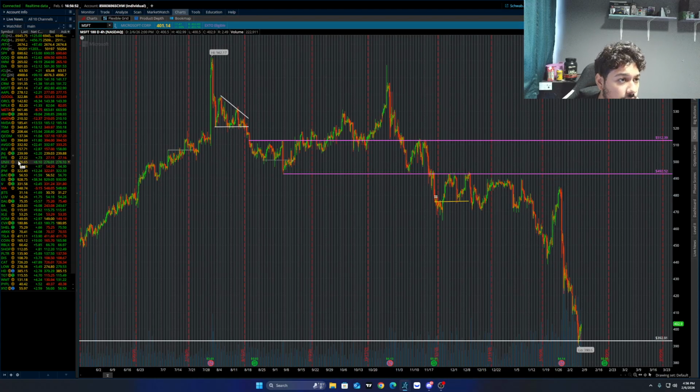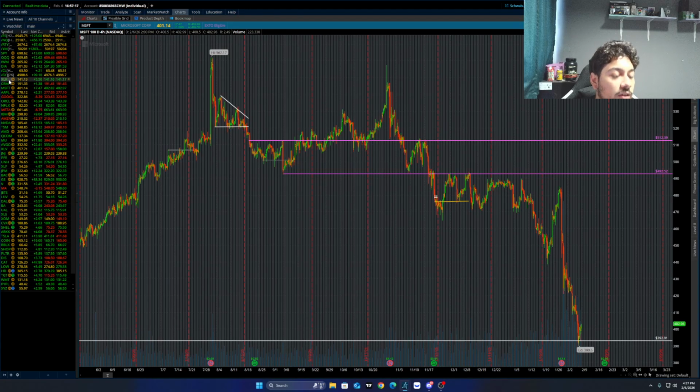So the first four I have are ES, NQ, RTY and YM. Following that, you have the options ones. You have SPY, QQQ, IWM, DIA. If you don't know what they are, SPY is ES, QQQ is NASDAQ, IWM is RTY, and DIA is the YM. CL is oil, GC is gold.